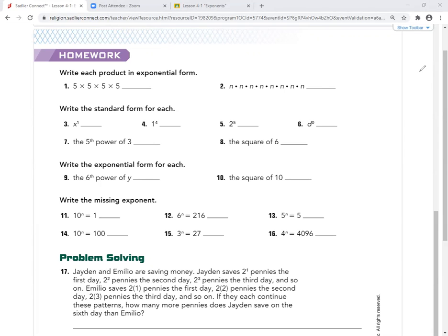When we look at this first problem, we can see that the number 5 is repeated 4 separate times. So I have 4 copies of the number 5. 5 is the number that's featured, and I have 4 copies of it. So I'm going to use 5 as the base and 4 as the exponent. On number 1, I want you to just write 5 to the 4th power.